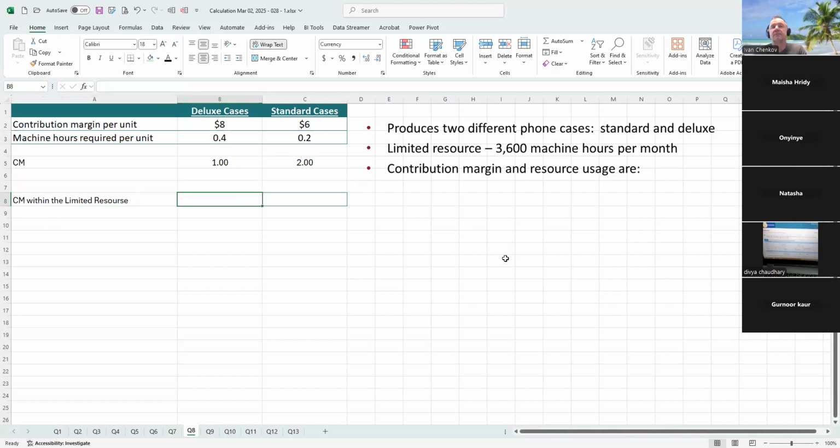How can I find it? Well, I have the contribution margin per unit, and I know how many machine hours it takes me to produce 1 unit. So what do I have to do? Contribution margin per machine hour will be contribution margin per unit divided by machine hours required to make that unit. So my contribution margin per machine hour, if I produce deluxe case, is going to be $20.